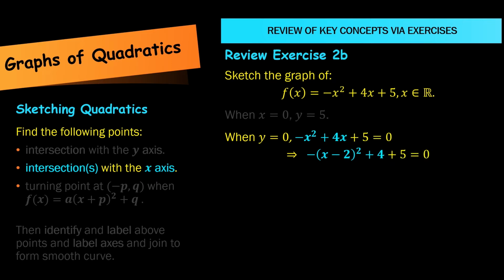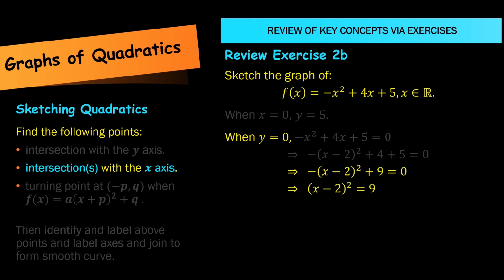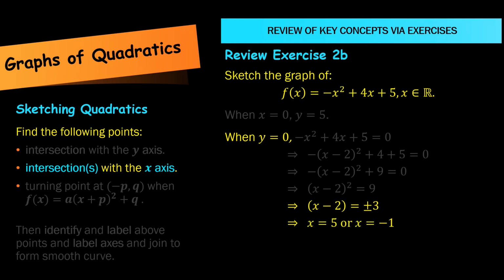And then tidying up, and rearranging, then square rooting and rearranging again to give x equals 5 or x equals minus 1.